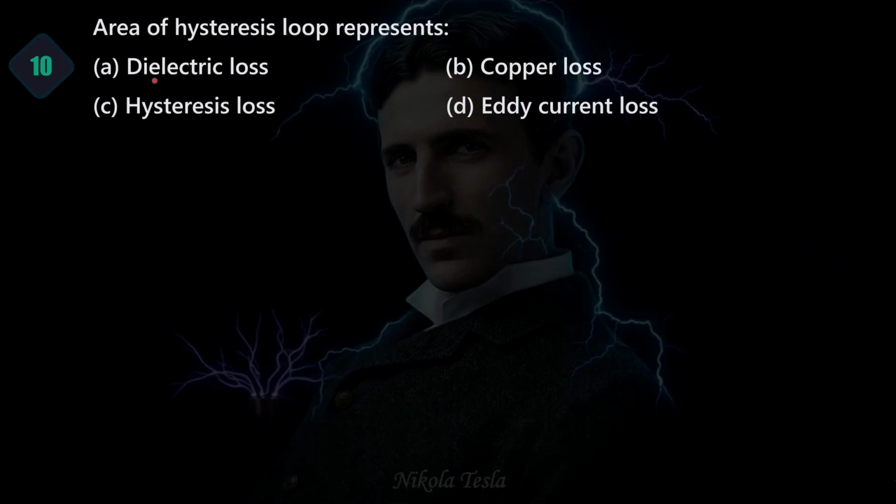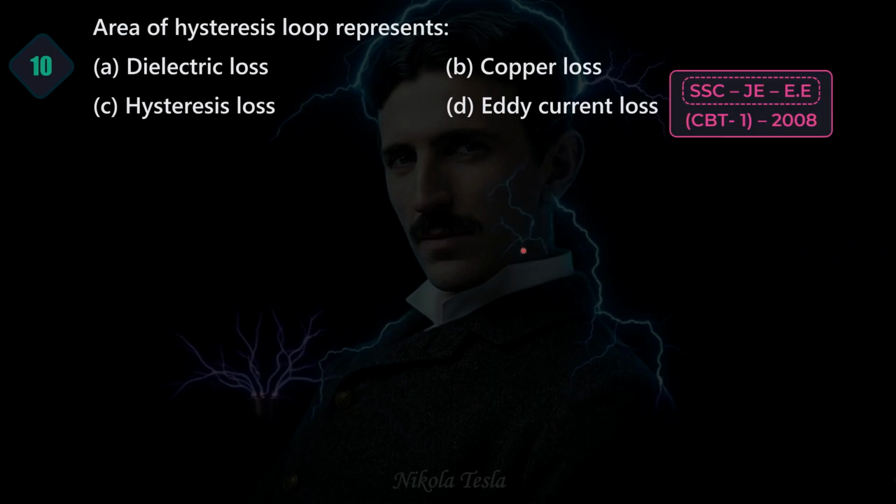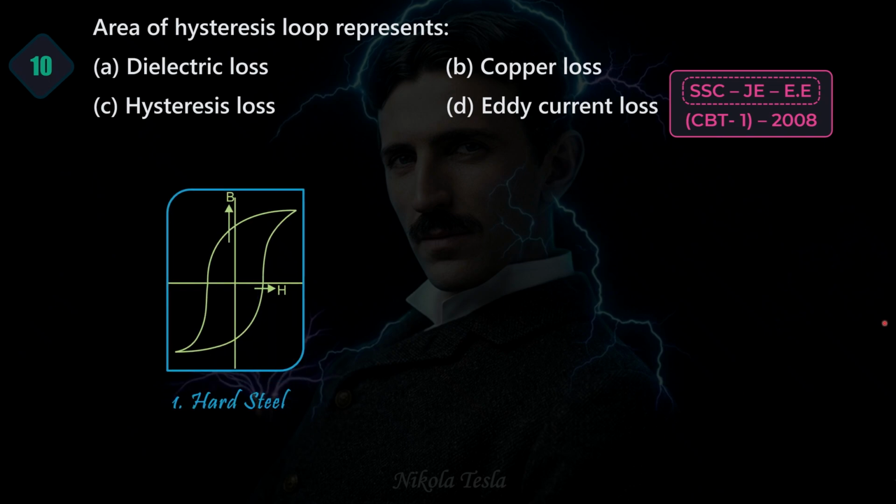10th question. Area of hysteresis loop represents option A dielectric loss, option B copper loss, option C hysteresis loss, and option D eddy current loss. Now let us understand the concept of this question with the help of the magnetization curve.